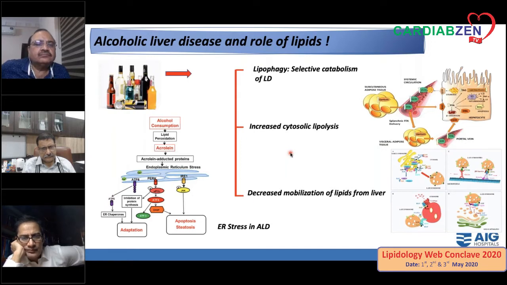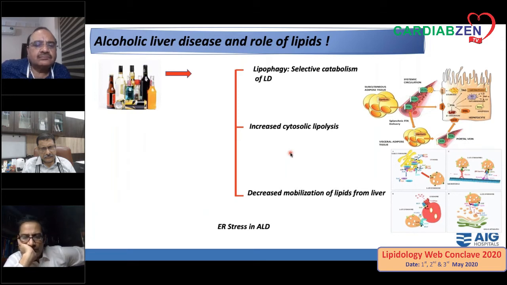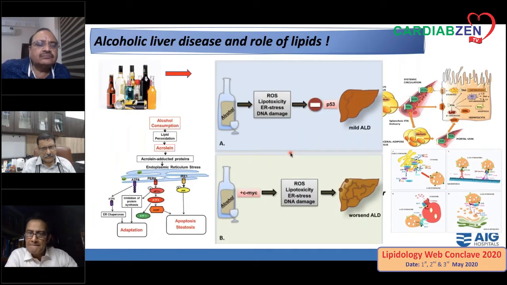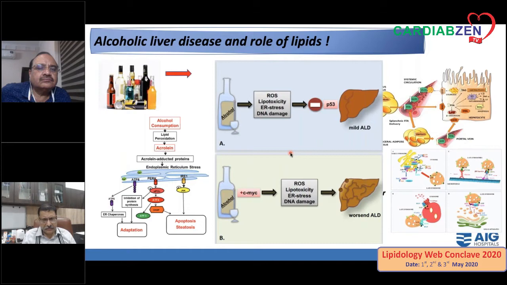Everybody knows about the ER stress in alcoholic liver disease, which plays a major role in mild alcoholic liver disease. The body is able to withstand it, but when people continue to take alcohol, this worsens the liver function and leads to fibrosis in the long run.